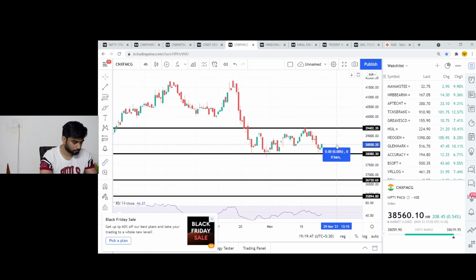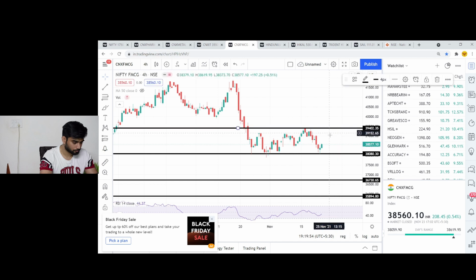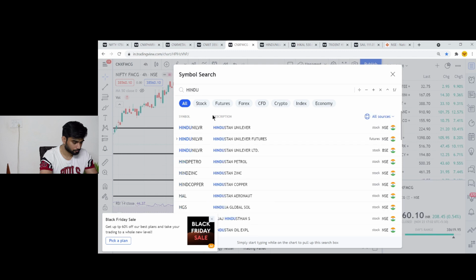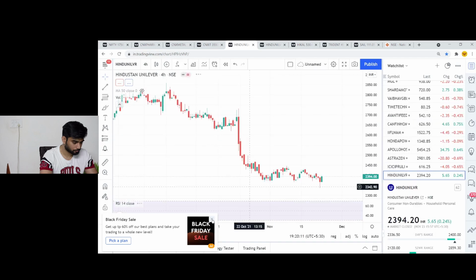Just look here. If we see, it can retest this particular level, which is hardly 2% from here, and above that there can be a good amount of rally in the majority of the FMCG sector. One stock I wanted to discuss is Hindustan Unilever. There are multiple reasons why you should watch this stock.